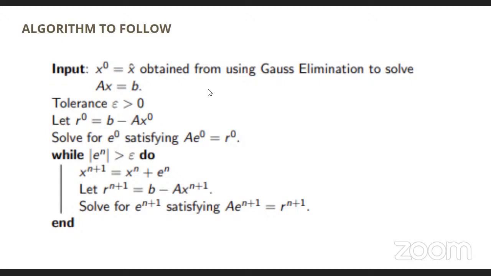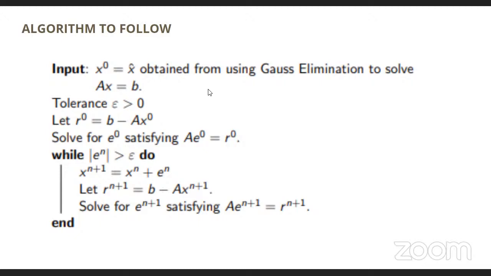So AX is equal to B. We have a tolerance of elements greater than 0. So let R naught equal B minus AX naught. That's the formula, R equals B minus AX, but since we are starting with the initial, we use R naught and X naught, before we iterate further. The next thing to do is solve for E naught, satisfying A E naught equals R naught. A is your matrix, E naught is the error which you might have gotten, and R is the residual.